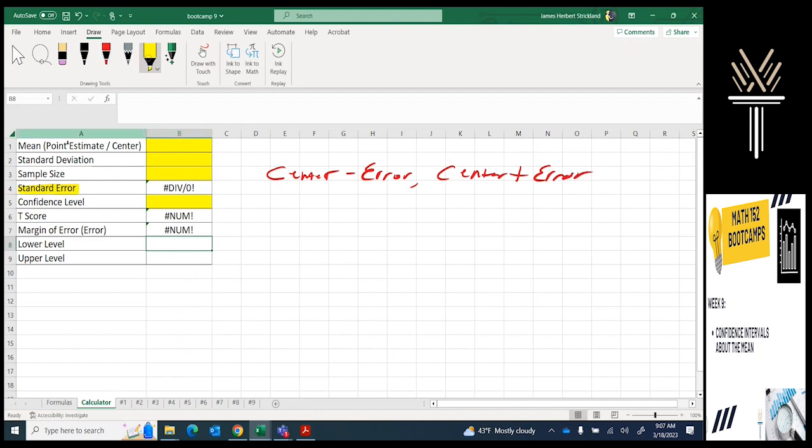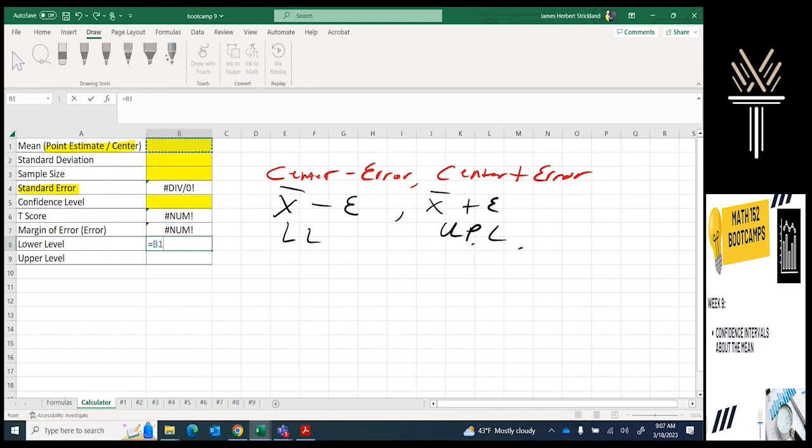And so in this case, our point estimate or center is the mean. So we have the mean minus the error, and we have the mean plus the error. So this is your lower level. This is your upper level. There we go. And so if we want to get our values, then we're going to say our center, which is our mean, given the very top, minus our error that we just calculated. And then we'll have our mean plus our error that we just calculated.